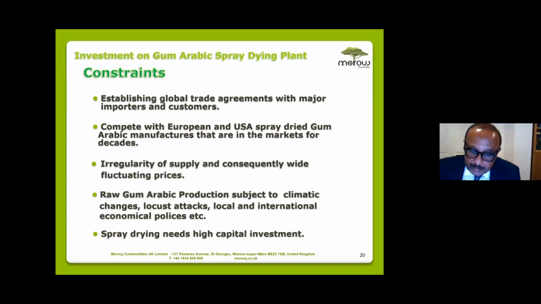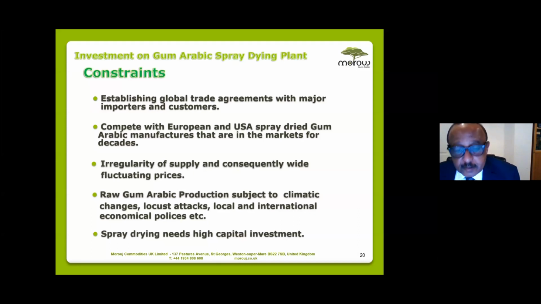Irregularity of supply and consequently wide fluctuating prices. We need to put more effort into looking after the gum arabic trees and farmers and improve the tree tapping and gum collection techniques. Also improve the crop market conditions and function in the major production areas.